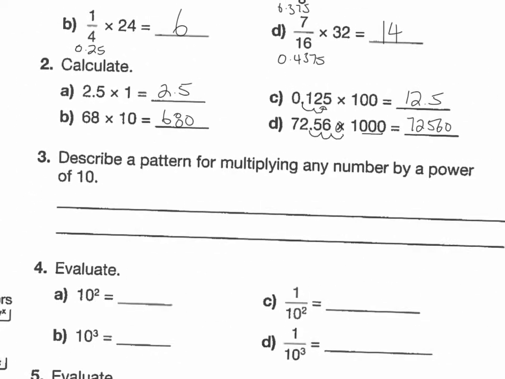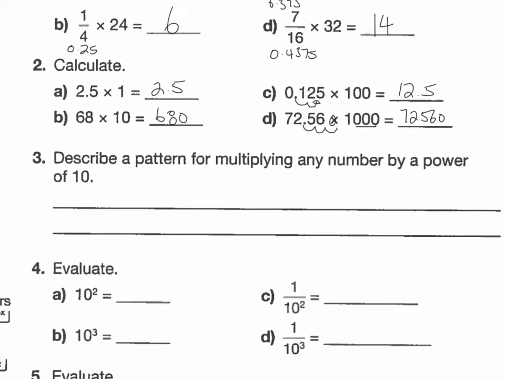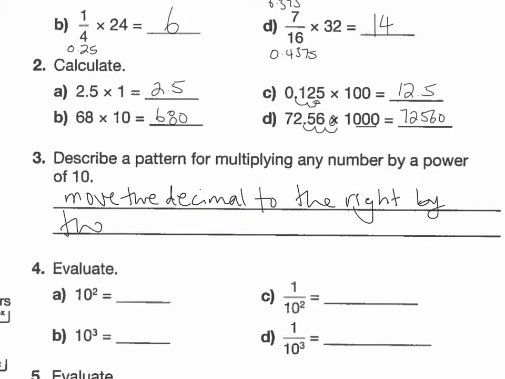Describe a pattern for multiplying any number by a power of 10. Well, you move the decimal to the right by the number of zeros you are given. So that means there's 3 zeros, so you moved it 3 spots. There's 2 zeros, so you moved it 2 spots.